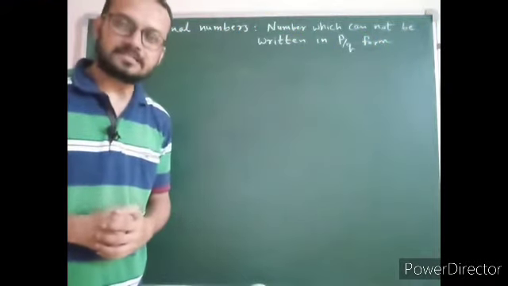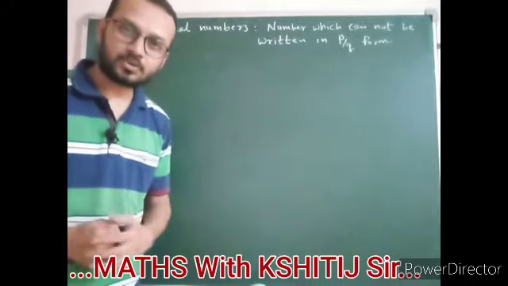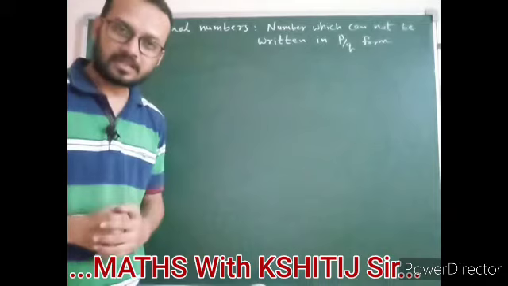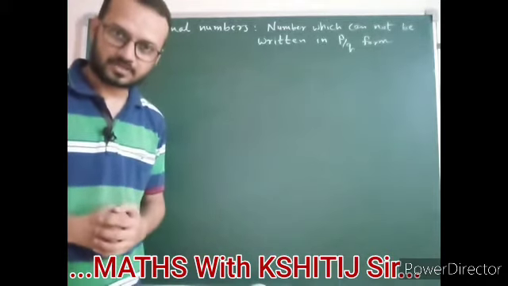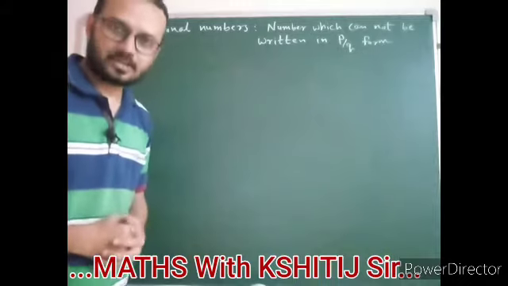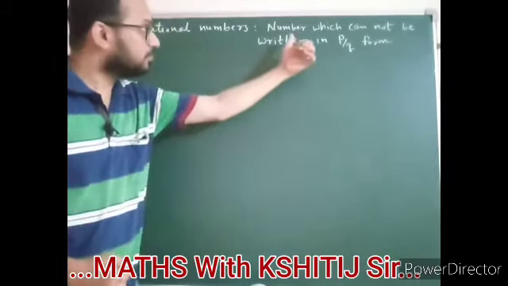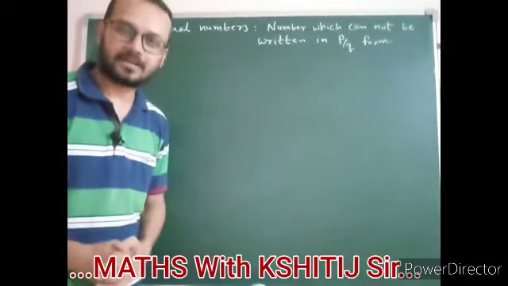Irrational numbers were first discovered by the followers of Pythagoras. Pythagoras was a Greek philosopher and mathematician. In approximately 400 BC, his followers, some of the mathematicians, discovered irrational numbers, and they defined irrational numbers as the numbers which cannot be written in p by q form. They are called irrational numbers.